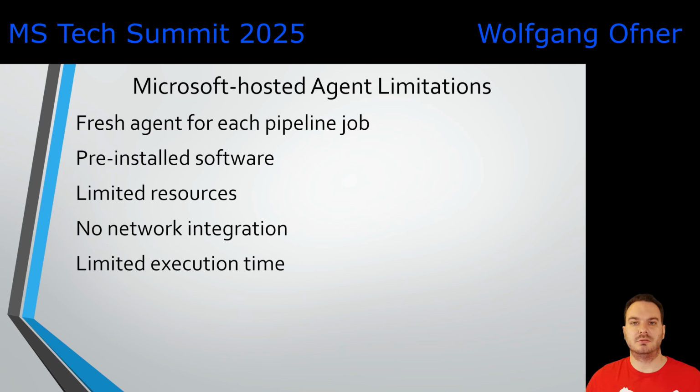The last limitation we have with the Microsoft hosted agent is the execution time. So if you have a public project or a paid agent, you can run your agent for up to 6 hours. And if you have a private project or an unpaid agent, then you can only run your agent for 1 hour. After 1 hour, the agent will just stop and your pipeline will fail if it's still running.